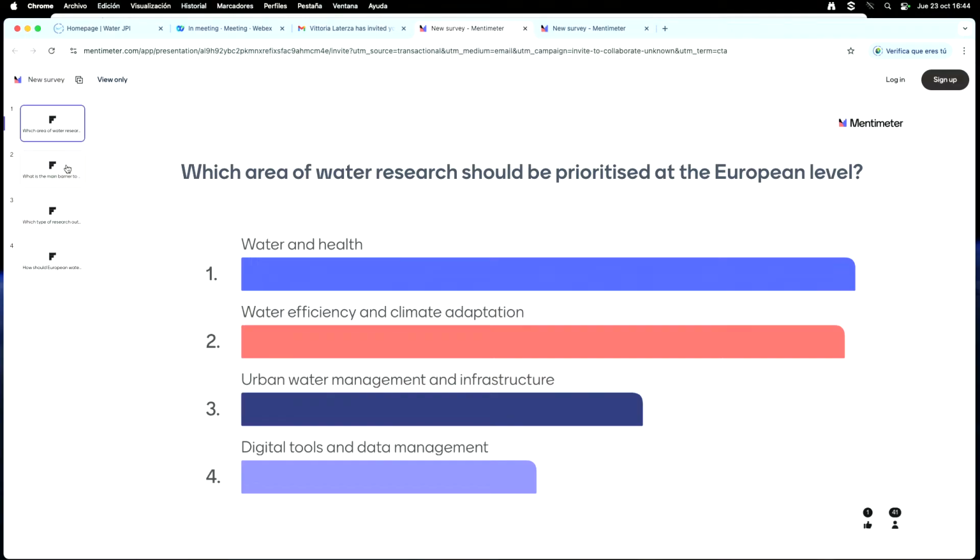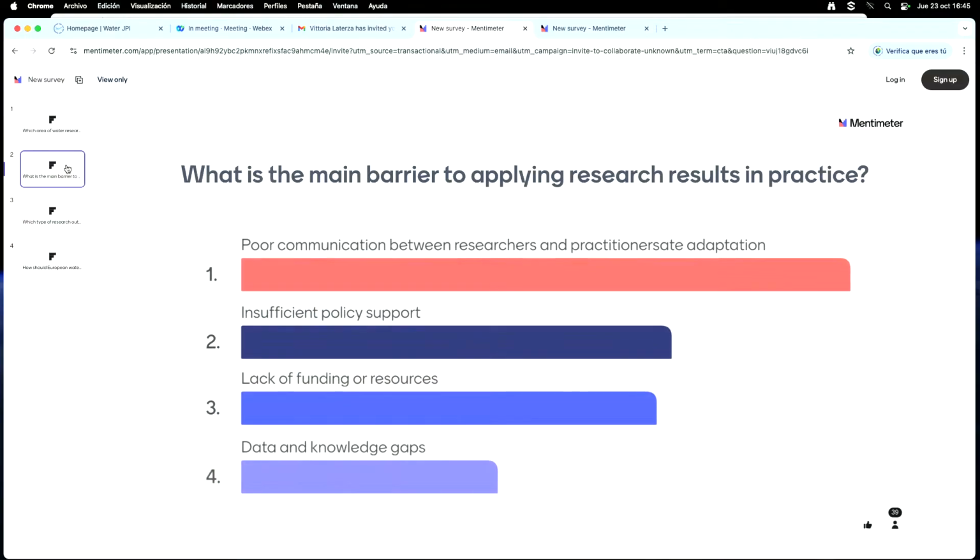So the day is being long, so we would like to go maybe with a couple of comments for each of the answers you gave. The next question was about the main barrier to apply the research results in practice. The main barrier identified was poor communication between researchers and practitioners, said adaptation. So any one of you that answered that question would like to comment on it, the reason why you selected this one, or any additional remark?